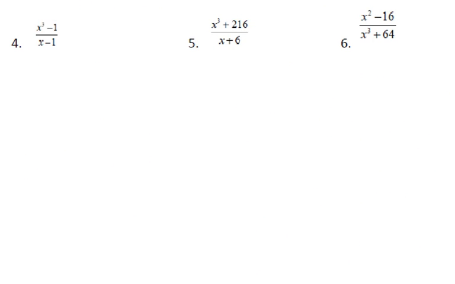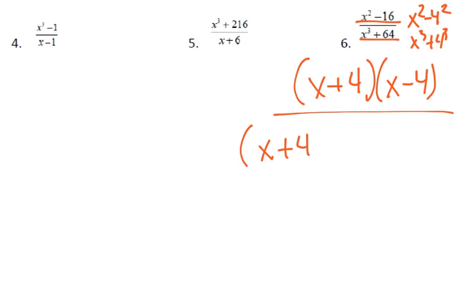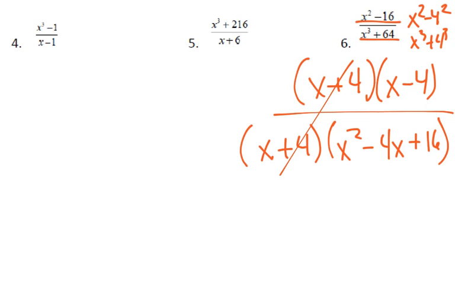Now number 6, x squared minus 16, that's the difference of squares. So that one becomes x plus 4 times x minus 4. This one's x cubed plus 4 cubed, so we get over x plus 4 times x squared minus 4x plus 4 squared, which is 16. So those two cancel out. So we're left with x minus 4 over x squared minus 4x plus 16.